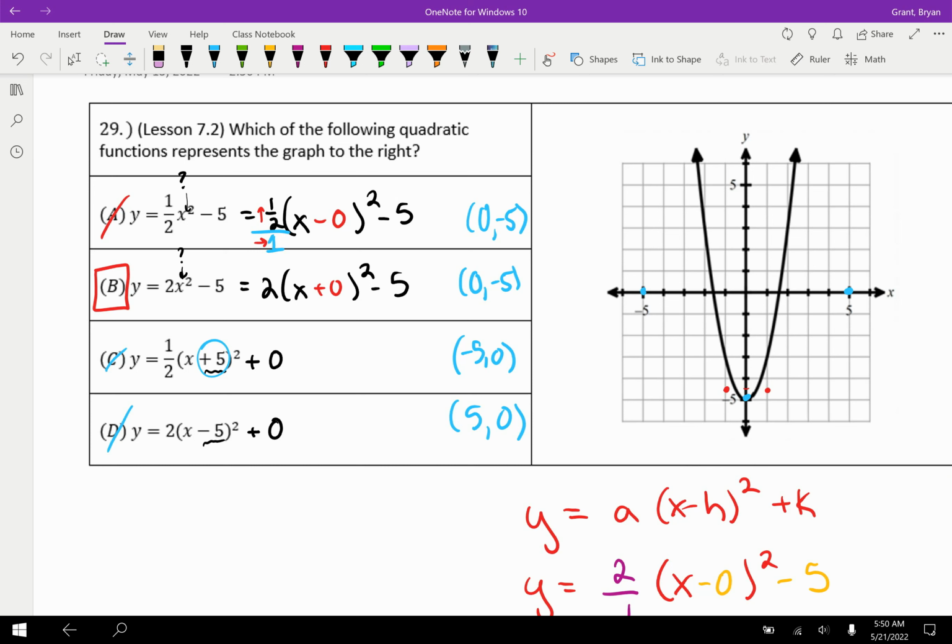Hopefully that was a pretty nice review of how to graph parabolas in HK form and helped you through problem 29 on your final review.